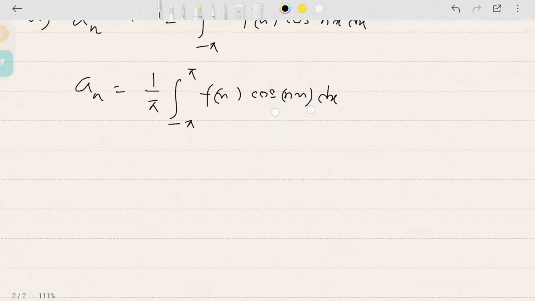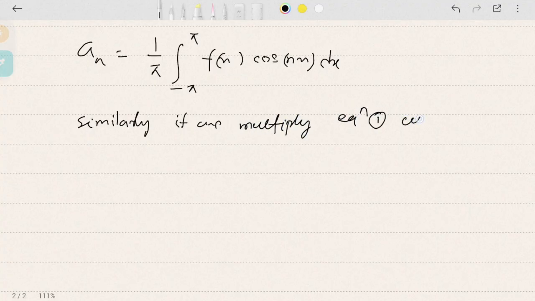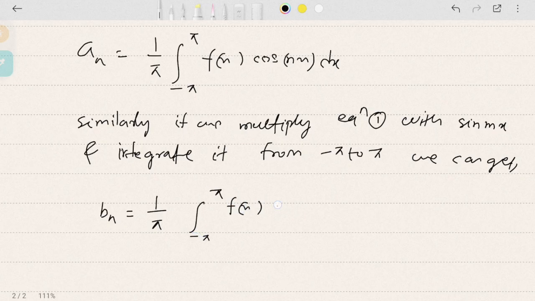Similarly, if we multiply equation 1 with sin mx and integrate it from minus pi to pi, we can get bn is equal to 1 by pi sin nx dx, where n is equal to 1, 2, 3, and here n is equal to 1, 2, 3 like this.